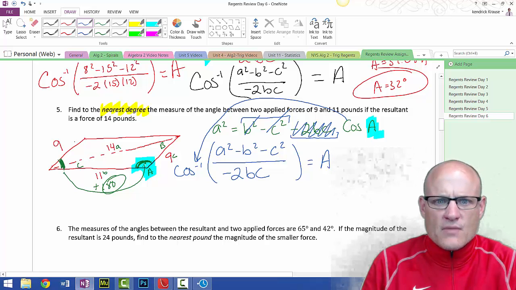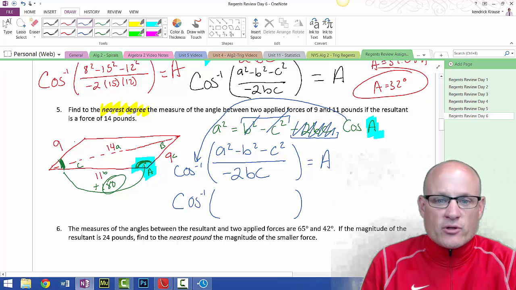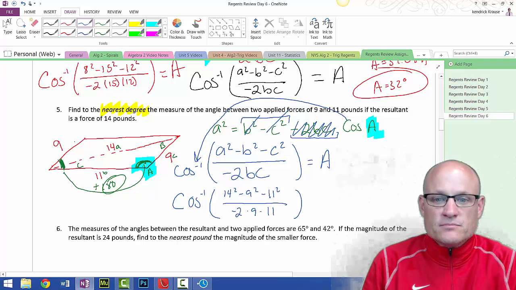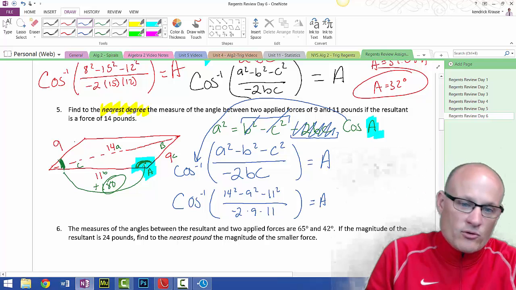So now I'm going to plug in my numbers. So cosine negative 1, A is 14. So 14 squared minus 9 squared minus 11 squared all over negative 2 times 9 times 11 is equal to A. And I'm going over to my calculator.